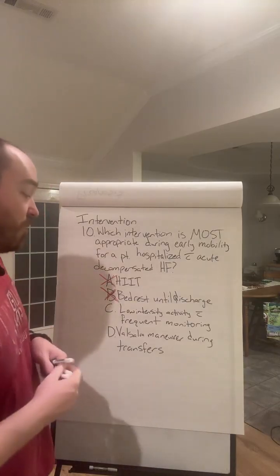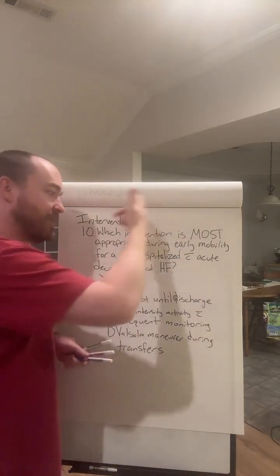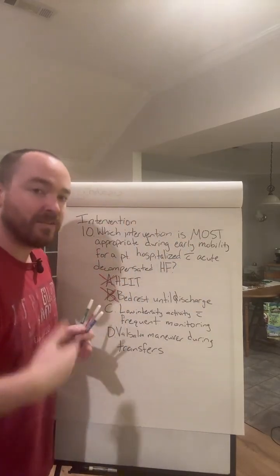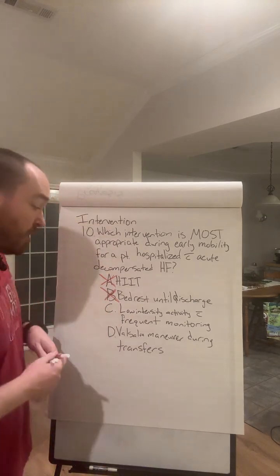C, low intensity activity with frequent monitoring. That sounds incredibly safe, which is exactly what this question is asking. What's the most you should do but is still safe when you're working with someone that's got decompensated heart failure? So that looks pretty good.